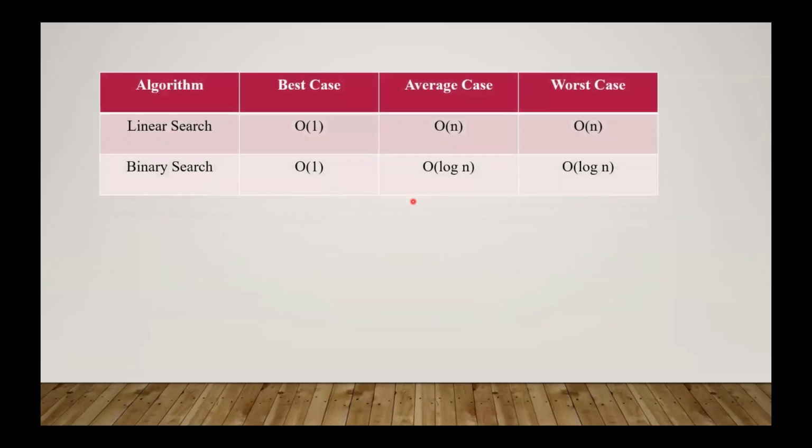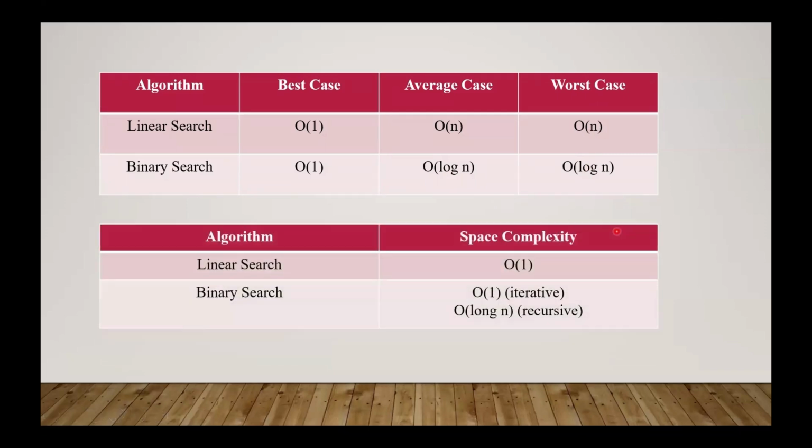So this is the time complexity comparison between linear search and binary search. Best case, both are the same. Average case, linear search is order of n, whereas binary search is order of log n. Worst case is also the same thing. So this is for the time complexity.